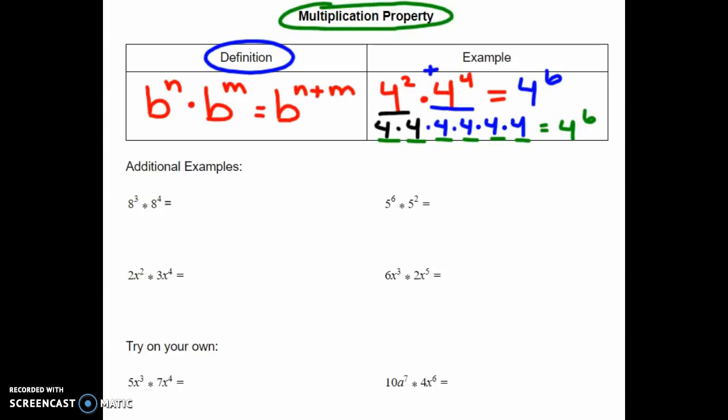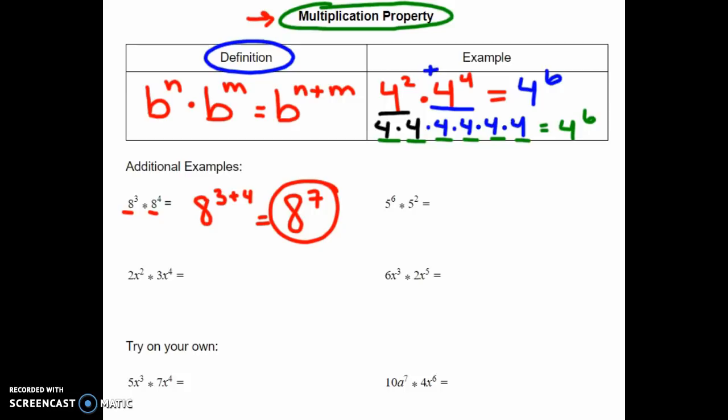Okay, so I'm going to show you the multiplication property in these next few examples here. And I want you to remember that you can still go back to this expanded form if you're ever unsure. So this first example here, we have 8 to the third times 8 to the fourth. Notice we have the same base of 8. So that means we can use the multiplication property, which says if they have the same base, we can add the exponents when we're multiplying. So I have 8, and I'm going to add 3 and 4 together. So I get 8 to the 7th power as my answer here.